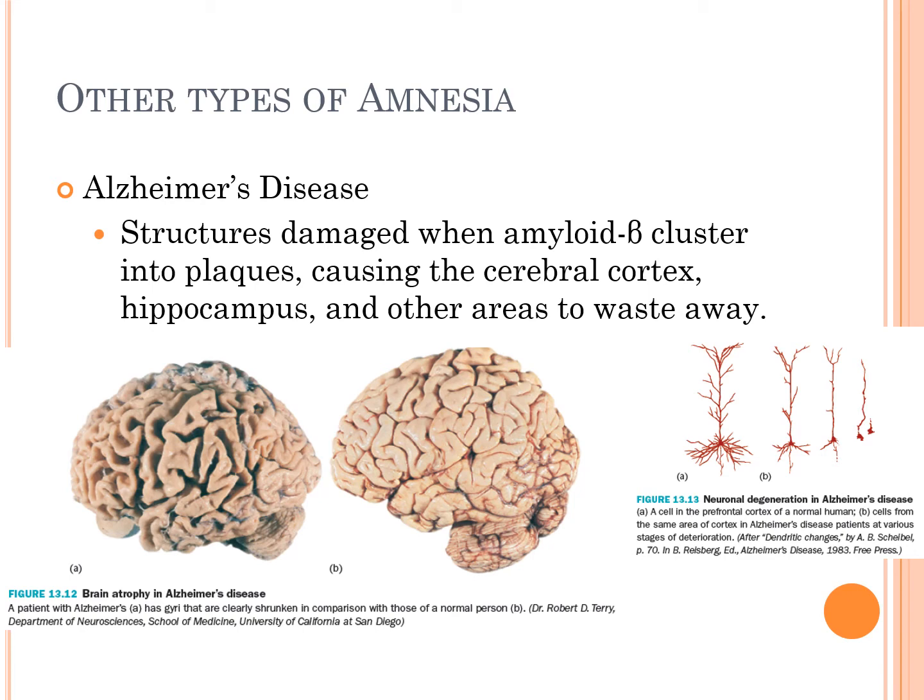And what you see to the left, A and B: A is an example of a brain of someone who had Alzheimer's, and B is a "normal" brain. And so you can see that the folds are much deeper, and the sulci are much deeper, because the gyri have lost neurons.